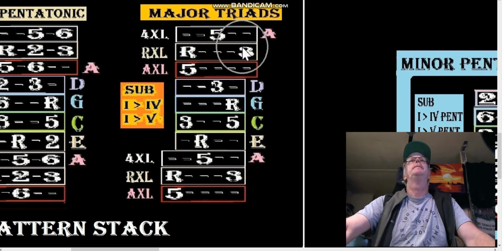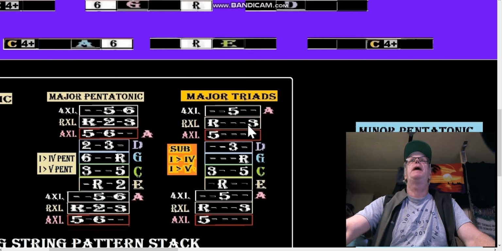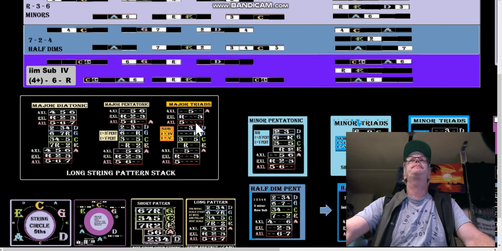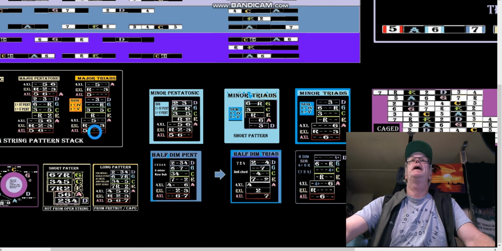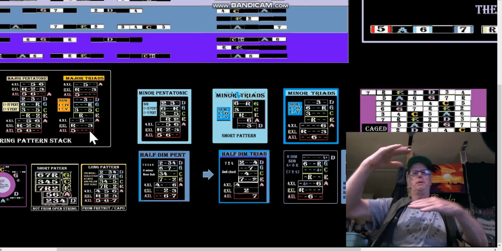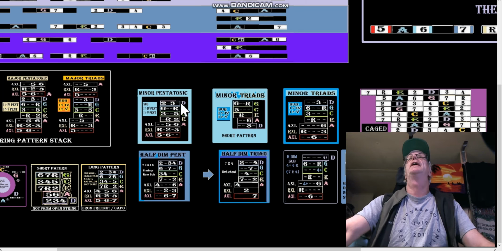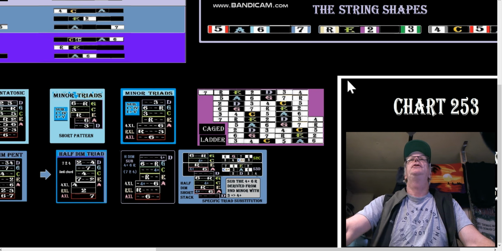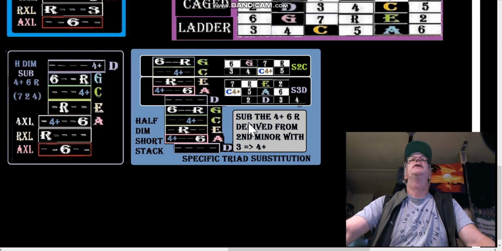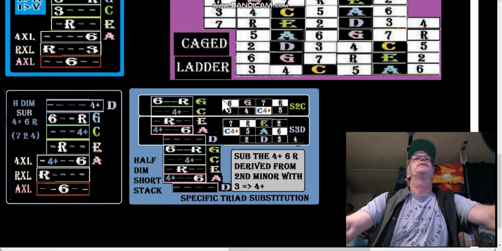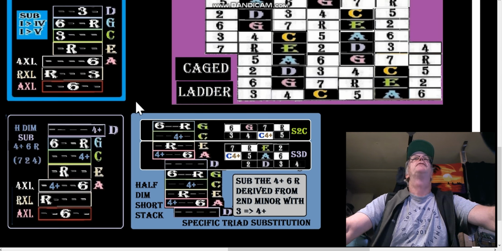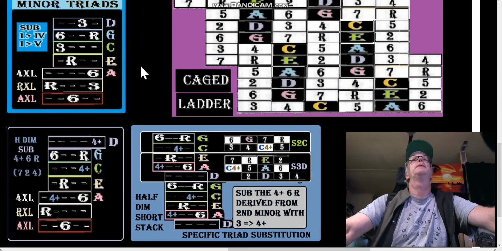Let's zoom out a minute. That's why I made the pattern stacks once again, but I didn't do the minors. So we might have a little bit of pattern matching with the minors when we get to the triads. I also included over here a caged ladder, because when we get to the half diminished, and this is a little carryover from yesterday's lesson, as you know, there are 2 ways we could look at the half diminished pattern stack with the string shapes.